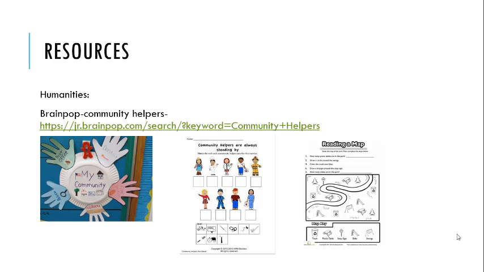For humanities resources, there is a link to the BrainPOP on Community Helpers. The login is PEAK-K5, so that's PEAK K5, and the password is BrainPop. There is also a community helper hand activity, a matching activity, and a reading a map activity that scholars can do.